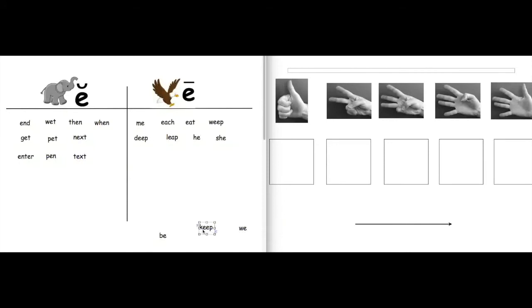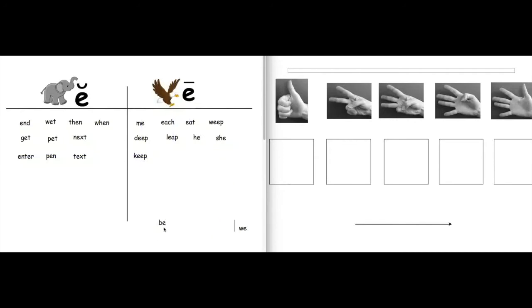Keep. When someone gives you something like a present, you keep it. Keep. Ready? K, E, P. Keep. Did you hear it in the middle? Long E. K, E, P. Keep. Long E.